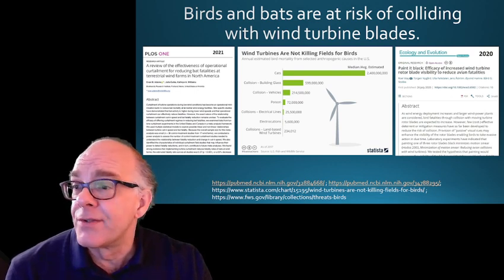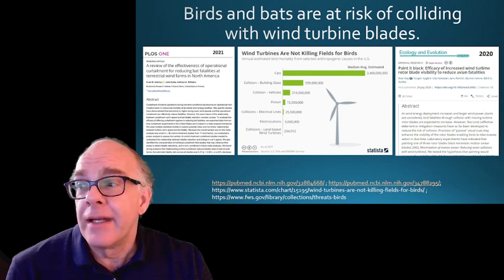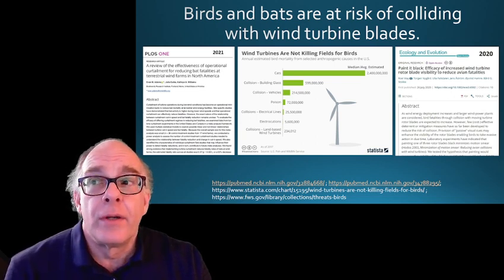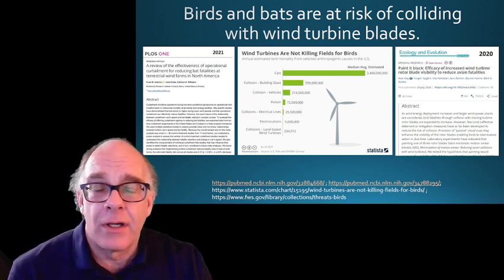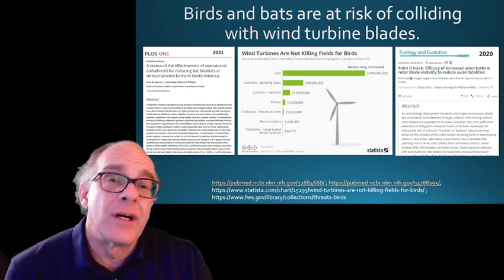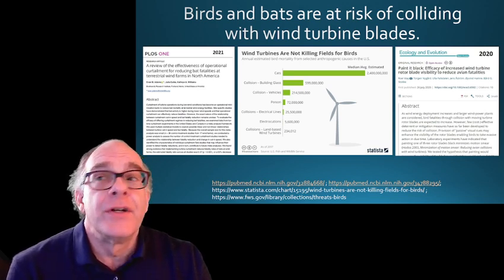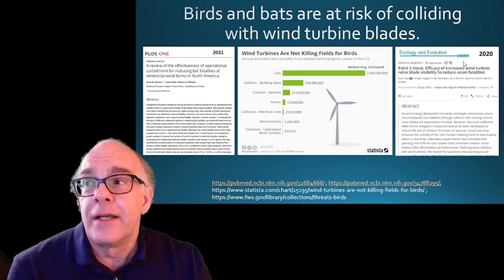Some statistics from the U.S. Fish and Wildlife Service were put together by Statista. What we can see, looking at the U.S. Fish and Wildlife Service data, is that the majority of birds killed through human-based causes are killed by cats, by our pets that are outside. Beyond that, other major sources are collisions with buildings, as well as collisions with vehicles.